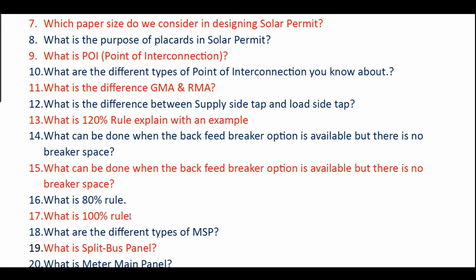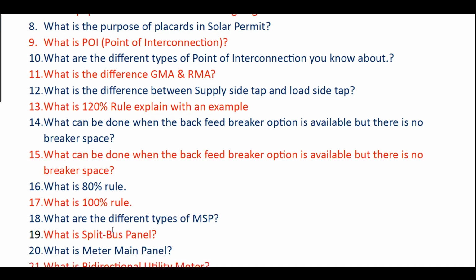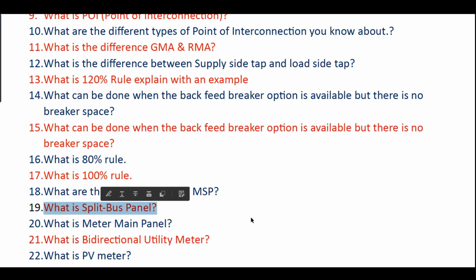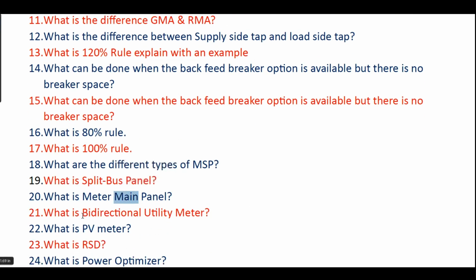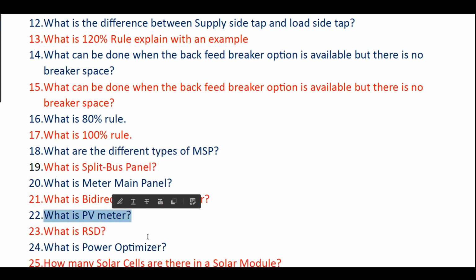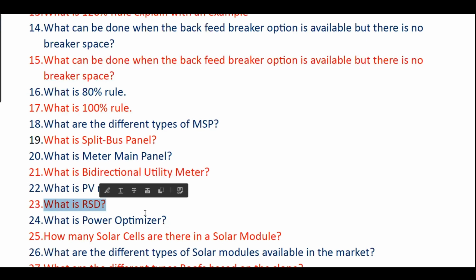What is the 100% rule? What are the different types of MSP? And what is a split bus panel? What is a meter main panel? You can see here: what is a bidirectional utility meter? What is a PV meter? What is RSD?